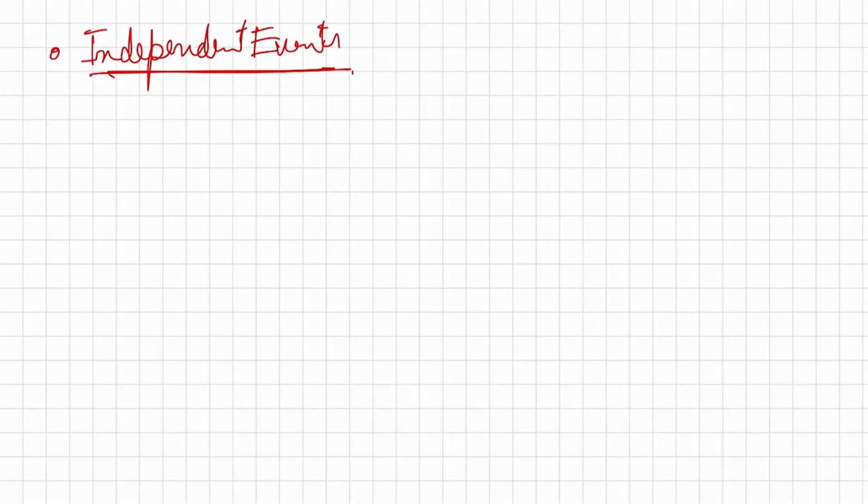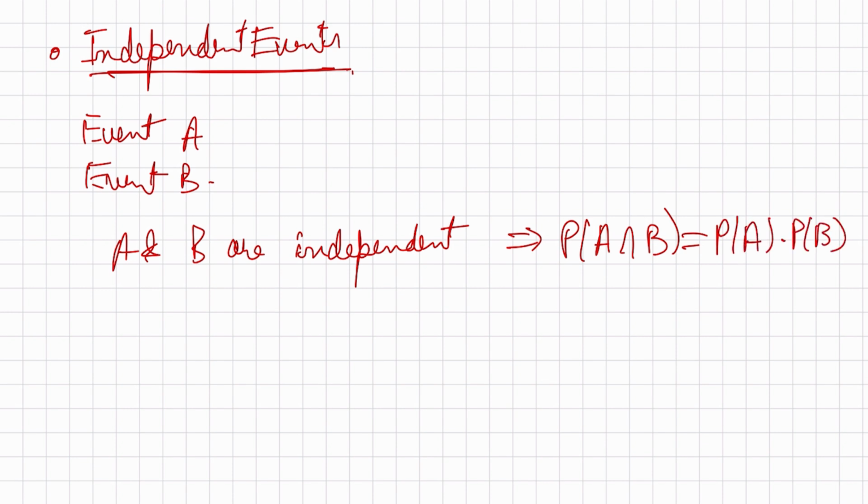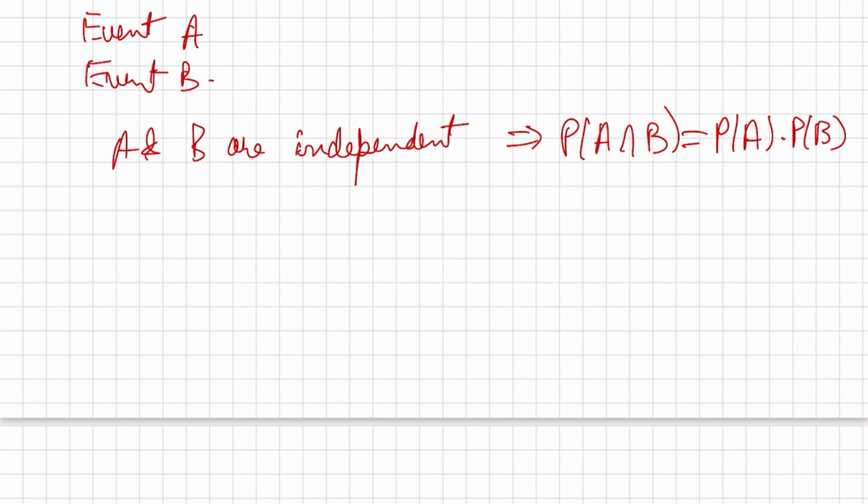Now let's talk about independent events. So let's say there are two events. Again, event A, event B. So A and B are independent. If they're independent, basically that means the probability of A and B happening together is going to be equal to the probability of A times the probability of B. Okay, so let me give an example.